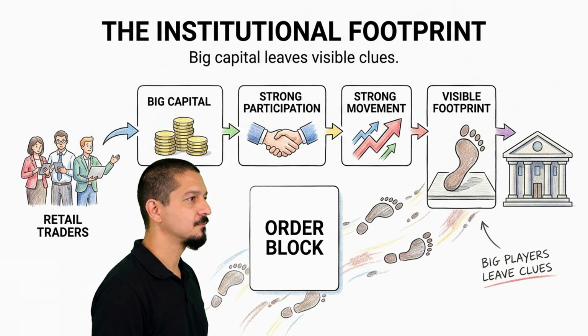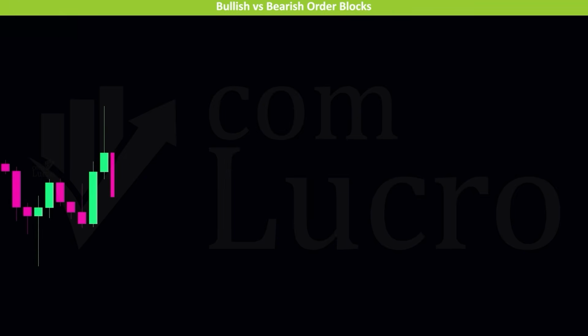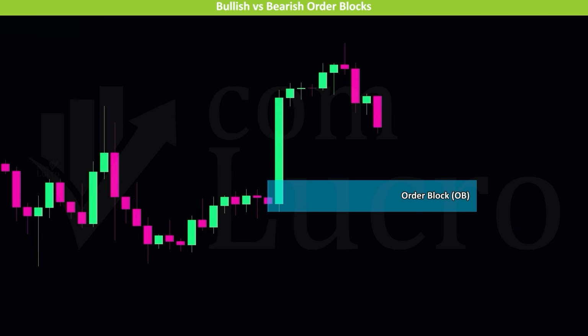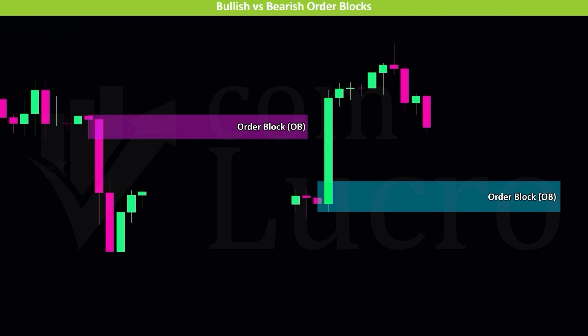Because these participants operate with significant size, their activity tends to produce strong and visible price movements. When price accelerates sharply away from a particular level, like in this example, it often signals that institutional orders were placed there. Moves of this magnitude require heavy buying or selling pressure, and the zone where those orders were executed is what we call an order block. In general, order blocks fall into two main categories. Bullish order blocks are created by aggressive buying activity, while bearish order blocks are created by strong selling pressure.